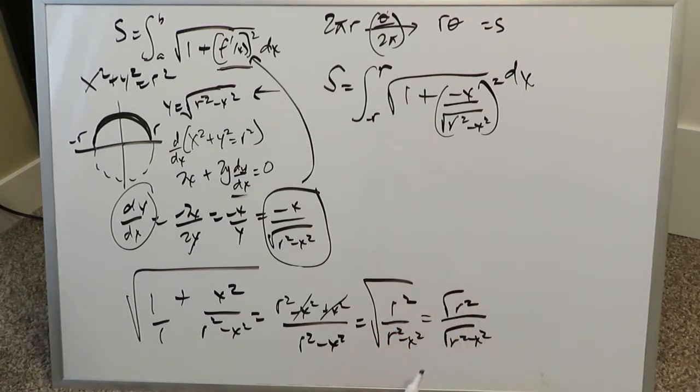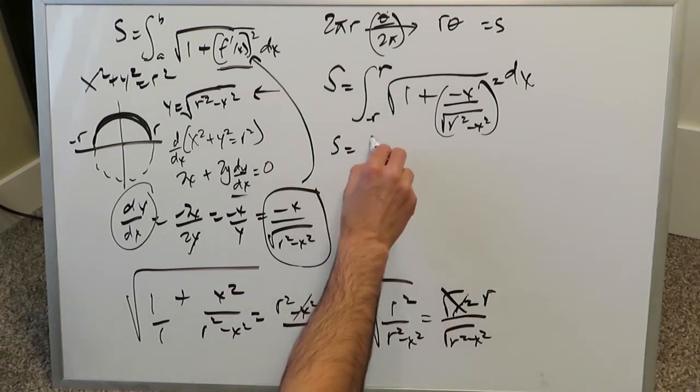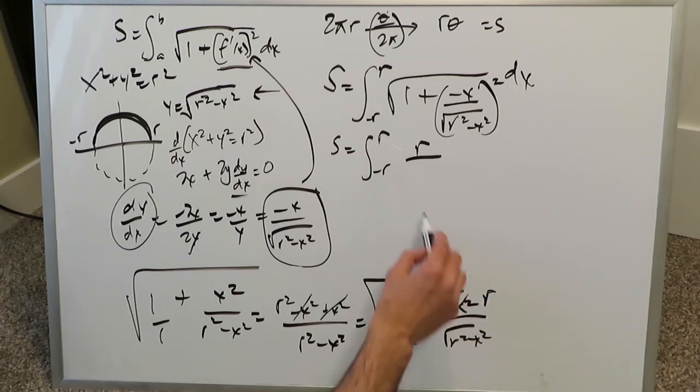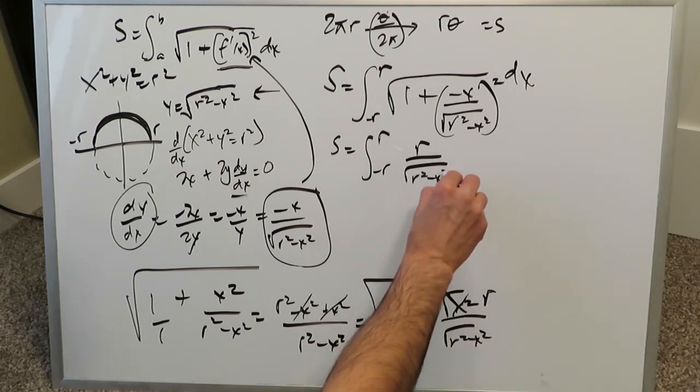This can come out as an r. This is simplifiable to just an r. All of this simplifies to this. R minus r, you have r divided by the square root of r squared minus x squared dx.